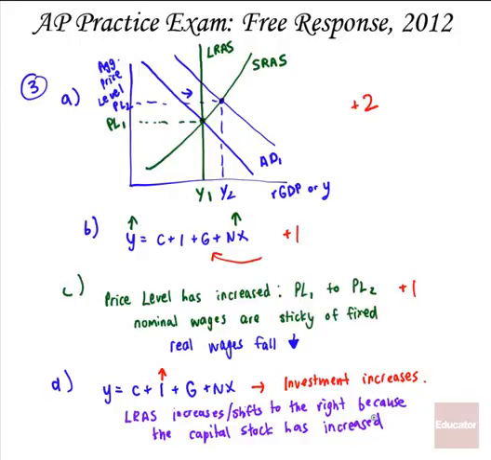So when you have that, it shifts to the right, capital stock increases, you're going to get the 5th and the 6th and final point, and you'll get a full 6 points here. So this is actually 2 points here. So it's 2, 1, 1, 2. You'll get 6 points, and you're going to ace the FRQ portion of the macro exam.